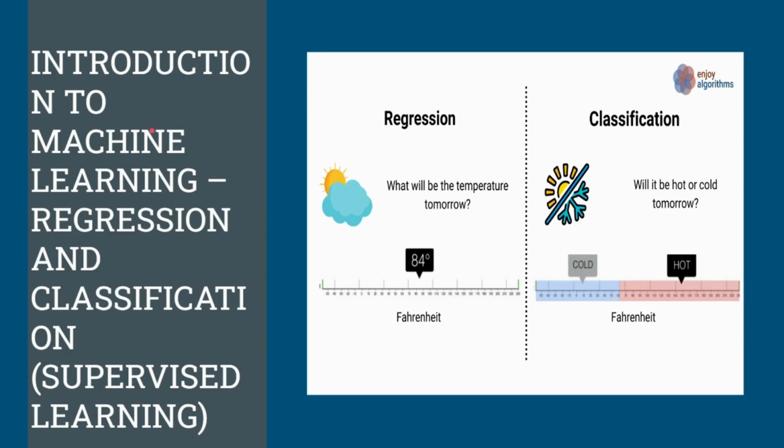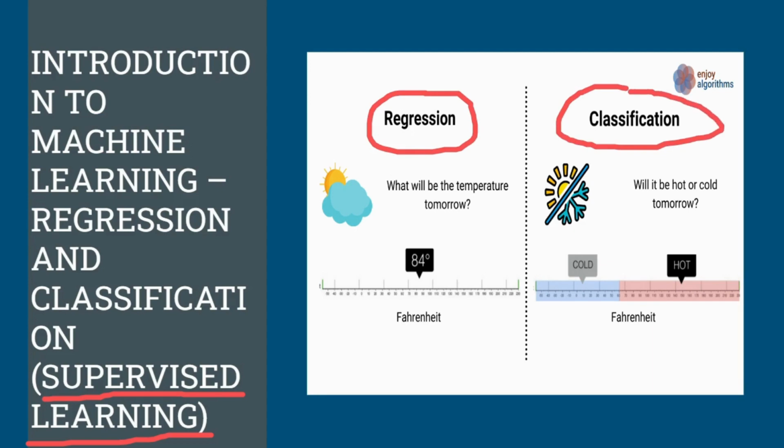Within supervised learning, so right now we are diving into supervised learning, there are two types of problems that are solved by data science. One is regression and other is classification. Regression stands for prediction of one value from infinite possibilities, or prediction of a continuous value.